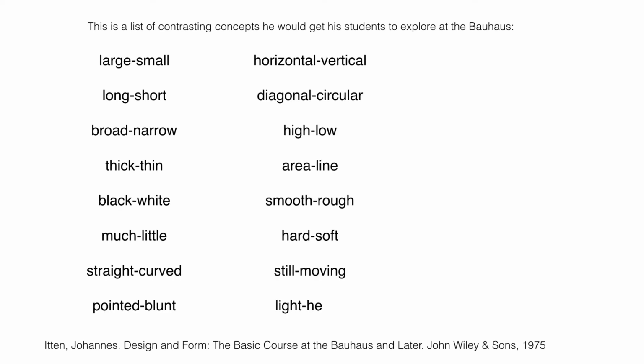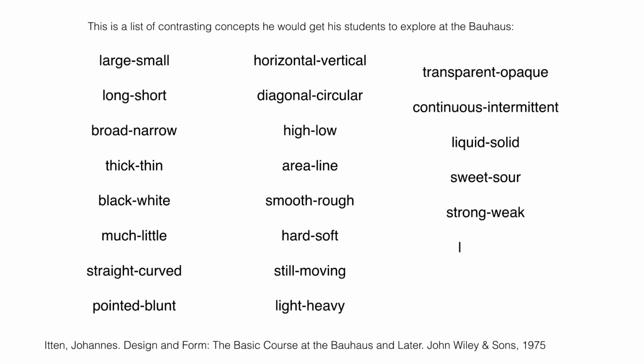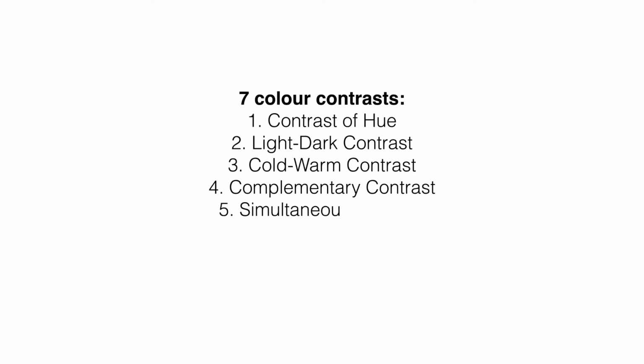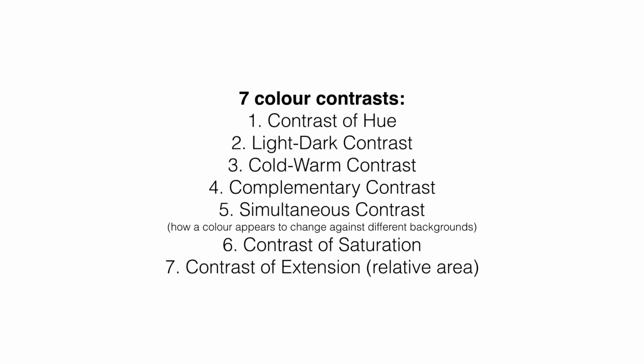Things like the difference between long and short, having a lot of something and a little of something else, continuous, intermittent, smooth, and rough. There's so many of these contrasts that you can play around with in different measurements. So whether you have a lot of black and a little white, or 50-50, you can get some really different results. He's also got the 7 color contrasts, and I'll make a separate slideshow about this as well. But this is how you can use color in different ways to create different contrasts in your work.